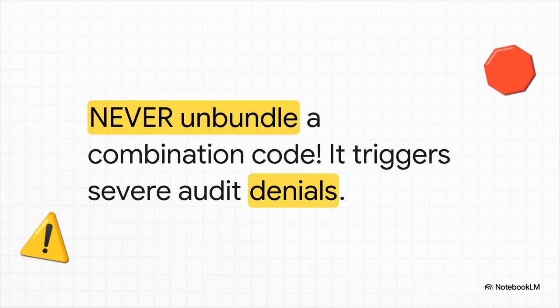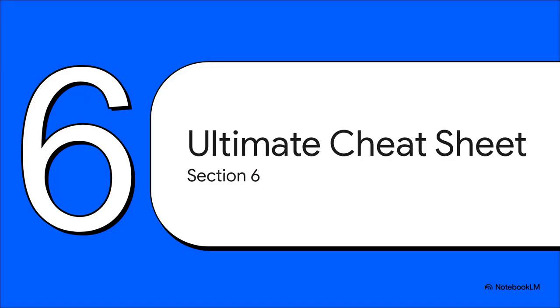But I have to give you a massive warning right now. Literally, never unbundle a combination code. If a combination code exists that fully captures the documented relationship, you must use it. Splitting a valid combination code into two separate pieces, that's considered overcoding. It is a major compliance risk, it will trigger severe audit denials, and for sure it is a guaranteed way to lose points on your exam. Just don't do it.